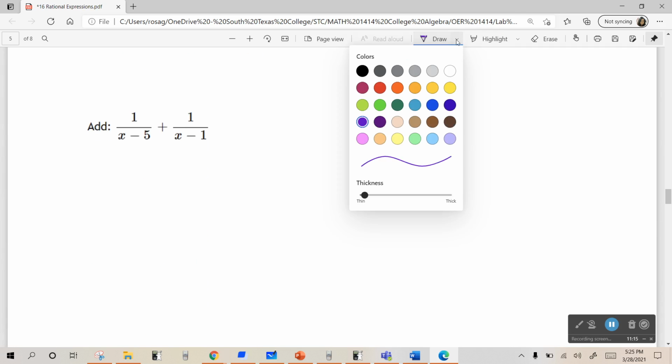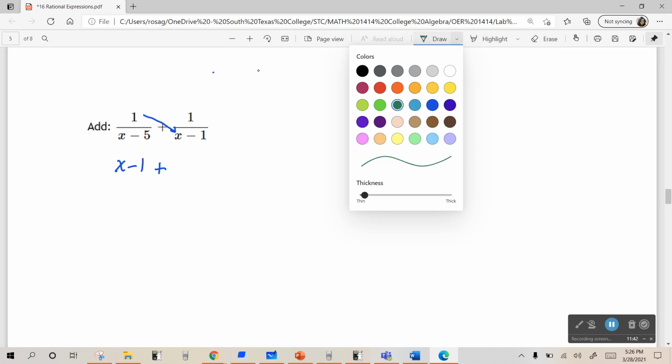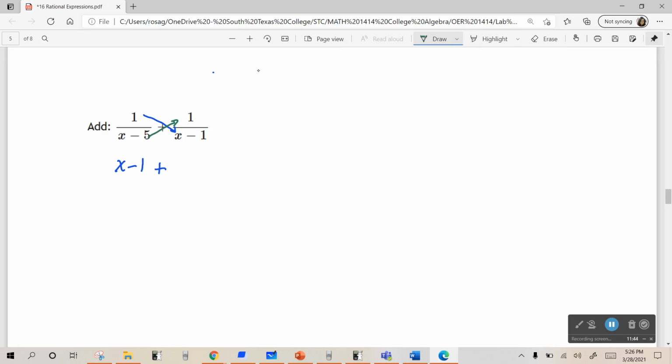Now, additions and subtractions are their own little thing here. You have to make sure that you have the same denominator. So if you don't, like on this one, what we're going to do is I'm going to cross multiply like this. I'm going to multiply the x times x minus 1 times 1. So I get just x minus 1 plus, and then I'm going to multiply these. So it's times 1 again, so it's just going to be x minus 5.